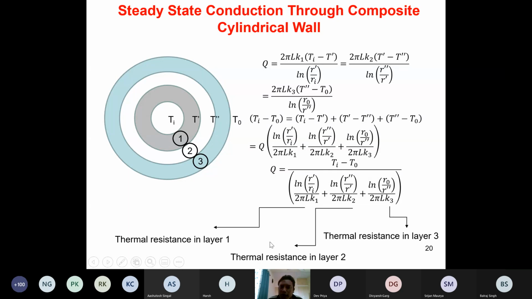So is it clear to everyone? This is just the extension of the Fourier law of heat conduction for the composite wall, composite cylindrical wall. So here we are having 3 cylindrical walls concentric to each other. Can we move to the next slide? Is it clear? Yes, sir. Okay.